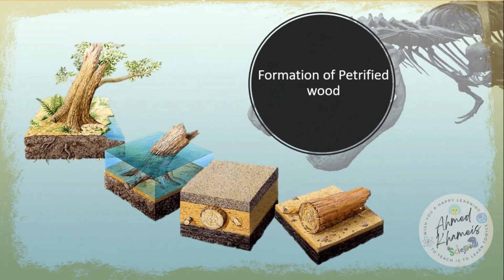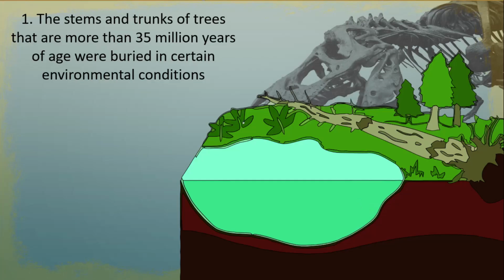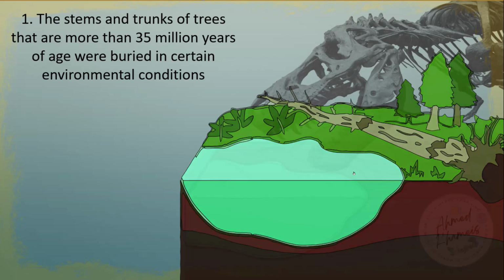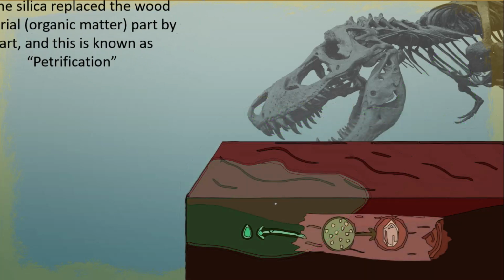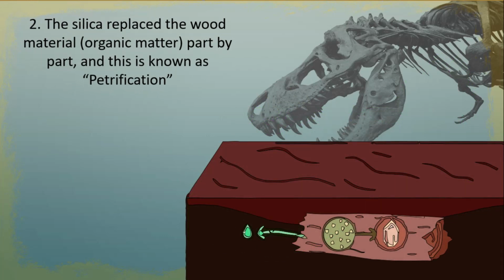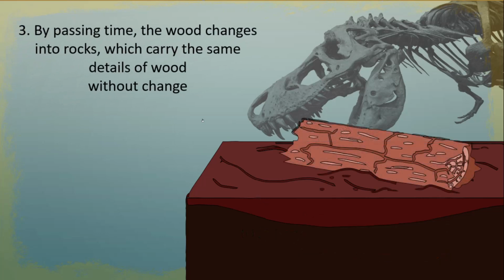So how does the formation of the petrified wood happen? First, we have a stem trunk of a tree that is more than 35 million years old, buried in a certain environmental condition, and the silica, which is the mineral, replaces the organic matter of the wood in a process called petrification. So petrification is the process in which the minerals replace the organic materials. And by passing time, the wood changes into rock which carries the same details of wood without change.